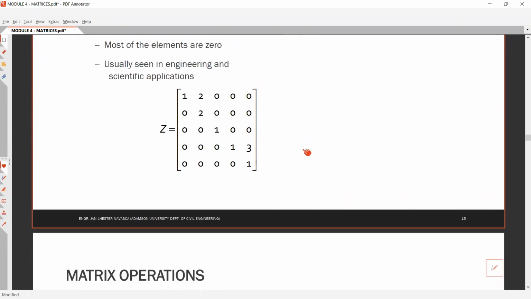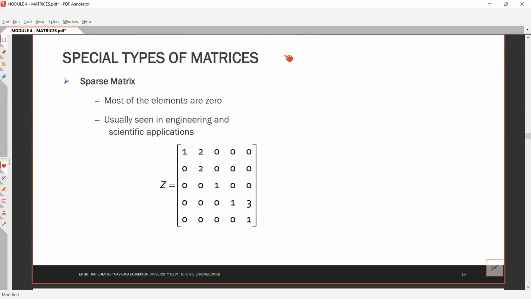Next one, we have the sparse matrix. For the sparse matrix, most of the elements are zero. Usually seen in engineering and scientific applications. So ito yung makikita natin almost most of the time yung sparse matrix. Kasi we form na upper diagonal. Almost pa upper diagonal, di ba?